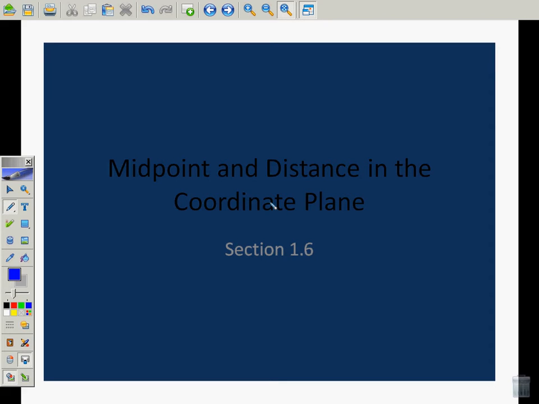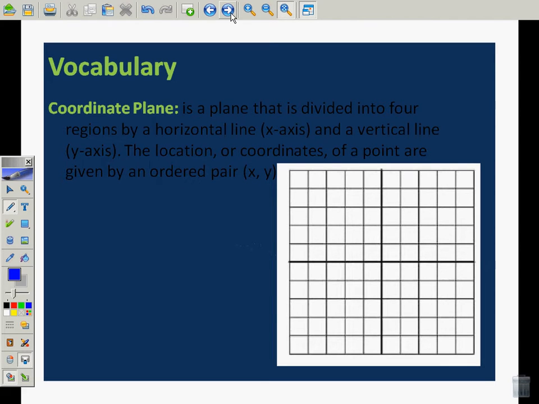Midpoint and distance in the coordinate plane, section 1.6. Vocabulary. The coordinate plane. We know what the coordinate plane is. There's a picture of it here. You don't necessarily need to write this down, but a couple of basics. We remember that the x-axis goes this way. The y-axis is the vertical one, the up and down one. And we've got the quadrants. This forms a grid for us so we can easily find points that are on an XY pair. So important things: X is horizontal, Y is vertical.